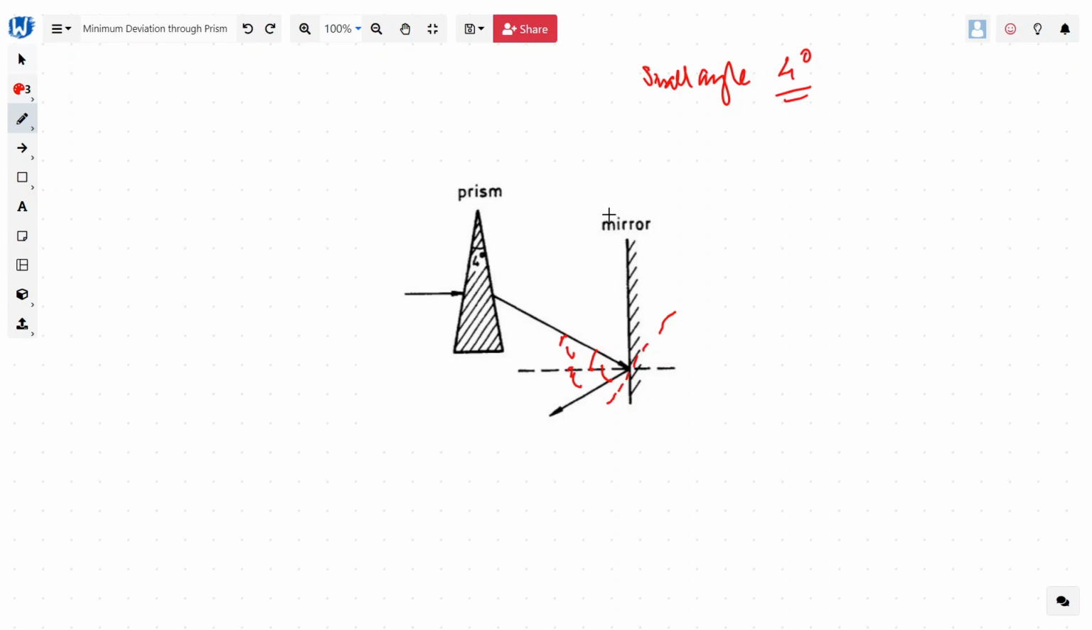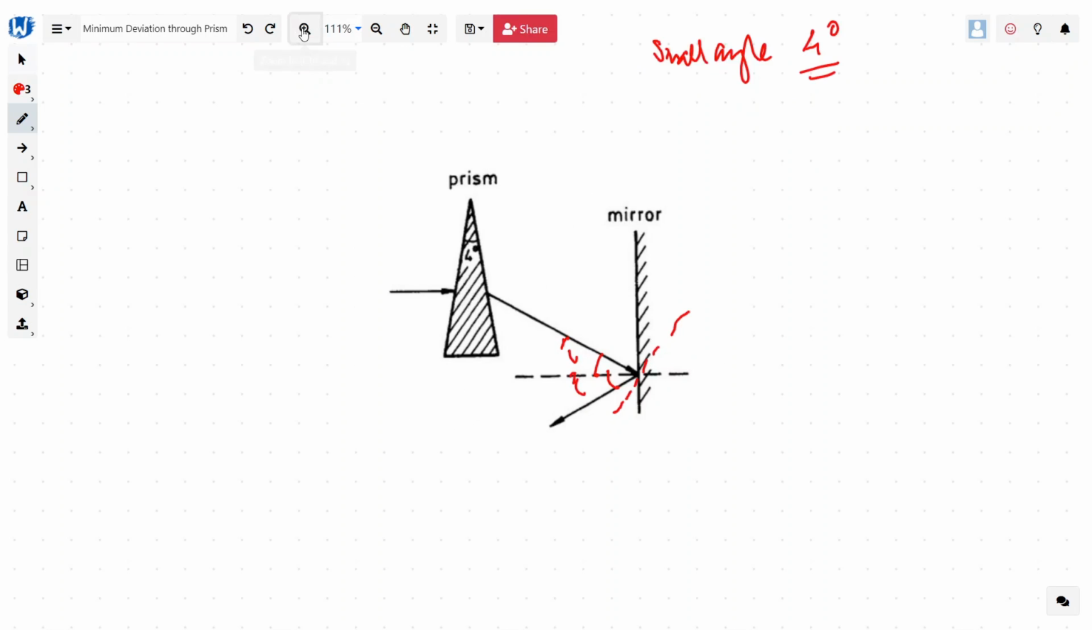So this problem, when you think about it, has two parts. First, you have to find this deviation, and then you have to find the angle A through which the mirror has to be rotated so the ray of light becomes parallel. So let's start by finding the deviation.